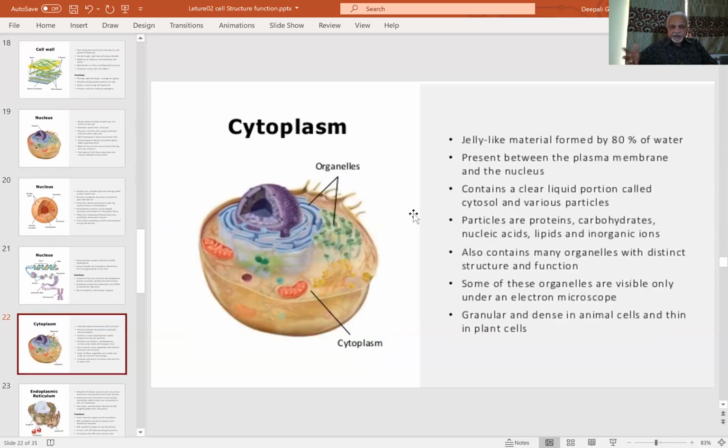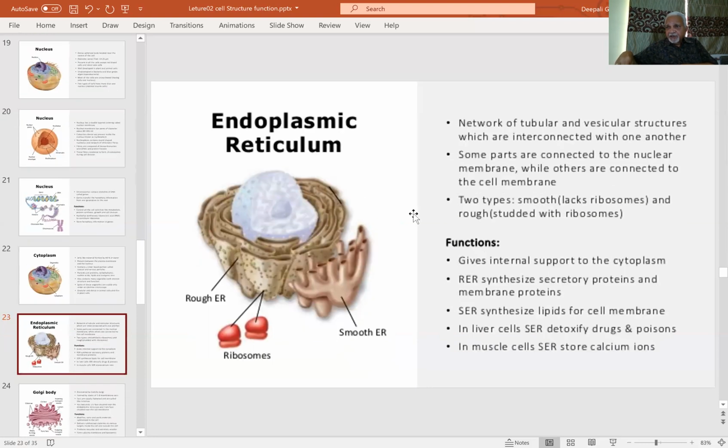So cytoplasm basically is the fluid which is encapsulated by the cell membrane, and in which all these organelles float around. It's a semi-viscous solution, jelly-like material, and then you have the endoplasmic reticulum. So it's a network. Again, all these are membranous structures, as I mentioned, double membrane, and it fills the space within the nucleus, and they are the site of protein synthesis.